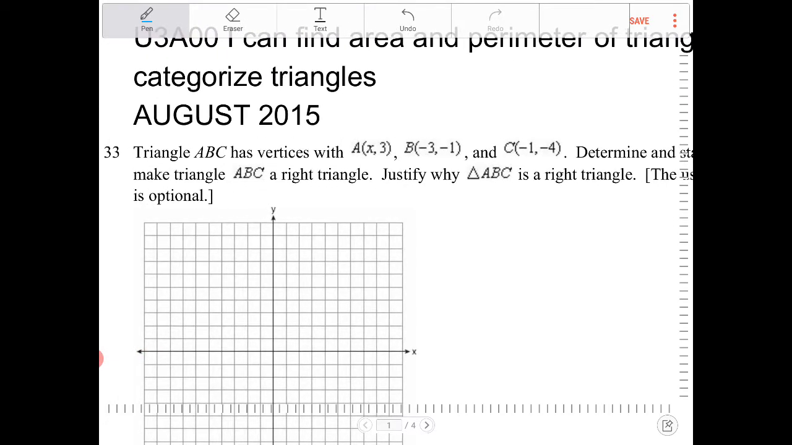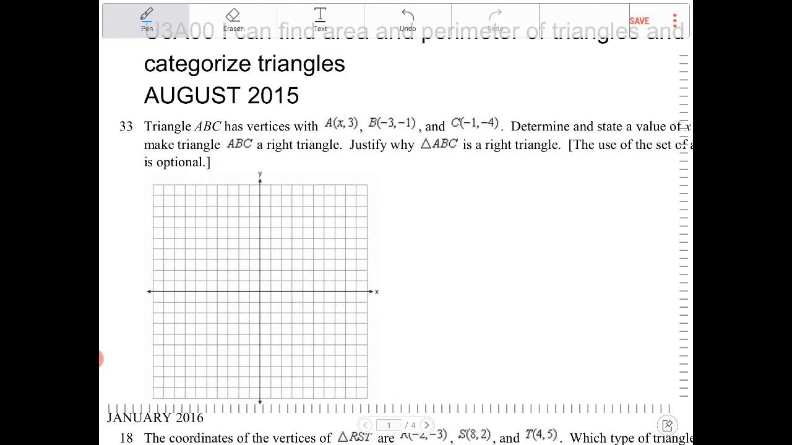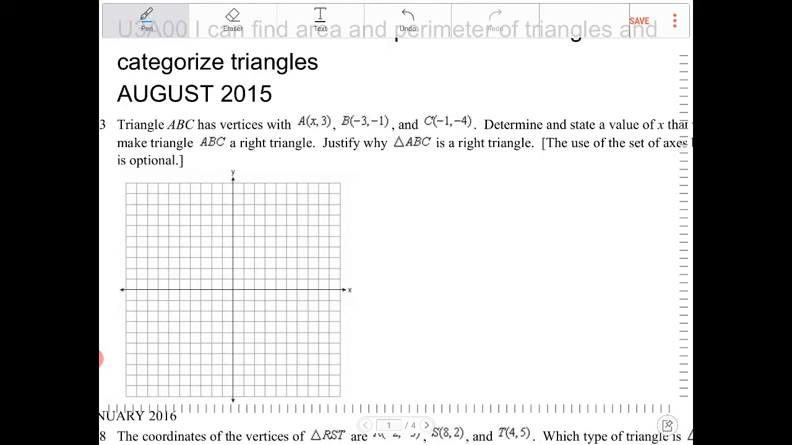Let's take a look. For the first question, number 33 out of August 2015, the question reads: Triangle ABC has vertices A is (x, 3), B is (-3, -1), and C is (-1, -4). Determine and state a value of x that would make triangle ABC a right triangle. Justify why triangle ABC is a right triangle.